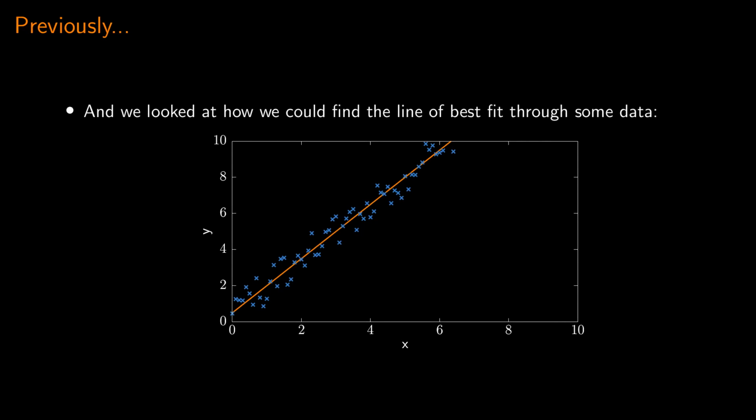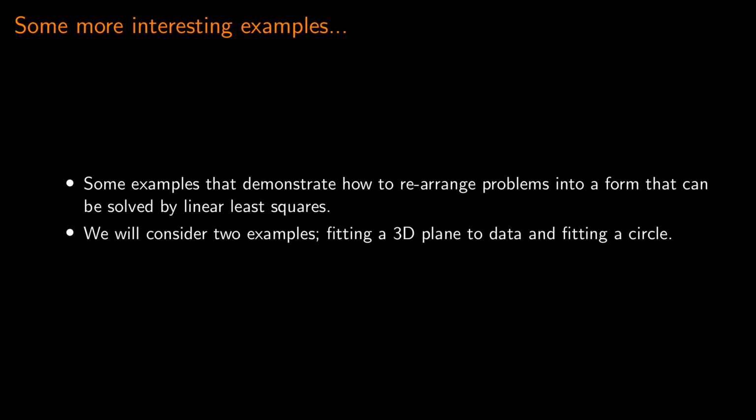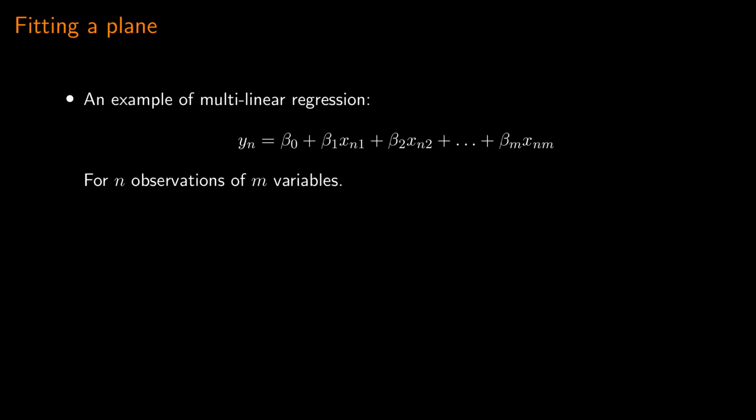We then went on to show how we could use this method to find the line of best fit through some data. This is the classic linear regression situation that I'm sure will be familiar to most of you. So today I want to look at a couple of more interesting examples. We will look at fitting a 3D plane and a 2D circle to some random data. Let's look at fitting a plane first.